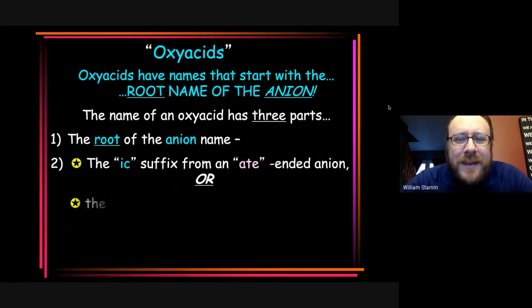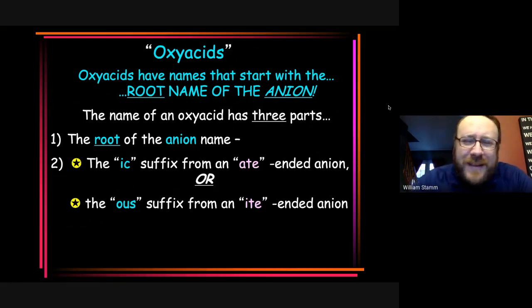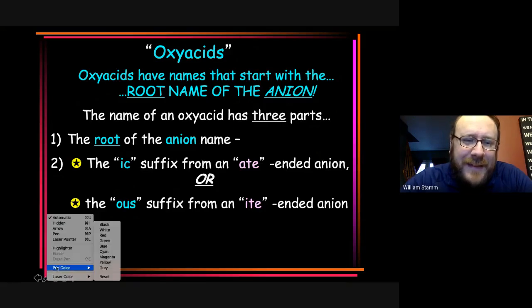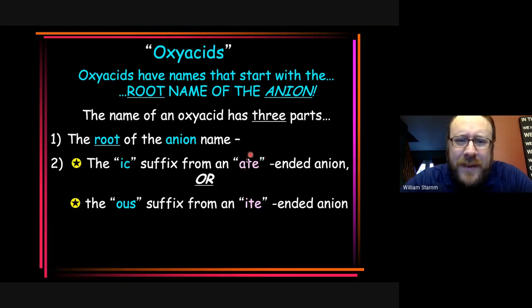Remember how we said these are like nitrate, nitrite, phosphate, phosphite. They're always going to be those polyatomic ions that had O in them. Well, if it had an ATE ending, you put ic at the end of your anion name. If it was ite, like nitrite, phosphite, sulfite, you put ous. And this is historically going to confuse students, so pay attention to it. And then the word acid at the end.